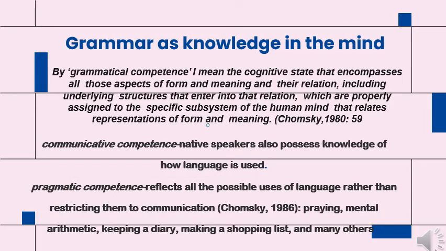SLA research relies mainly on another meaning of grammar. That is the knowledge of language that the speaker possesses in the mind, known as linguistic or grammatical competence. By grammatical competence, according to Chomsky, he means the cognitive state that encompasses all those aspects of form and meaning and their relation, including underlying structures that enter into that relation, which are properly assigned to the specific subsystem of the human mind that relates to representations of form and meaning.